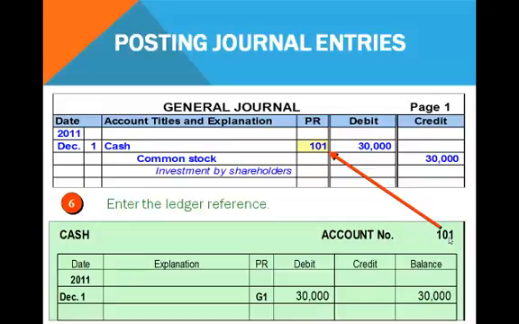Now we can go back and forth between the general journal and the general ledger. This is known as a cross-reference. We would follow the same procedures for the common stock account. Let's begin using double entry accounting now.